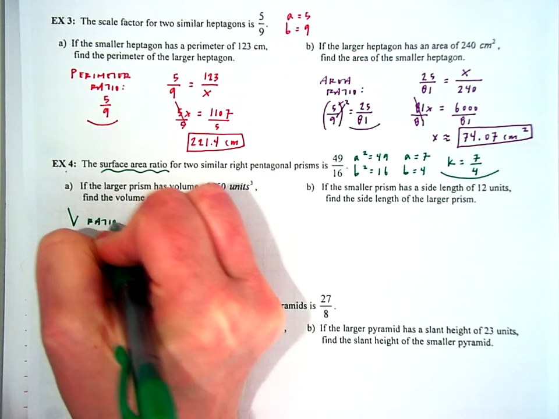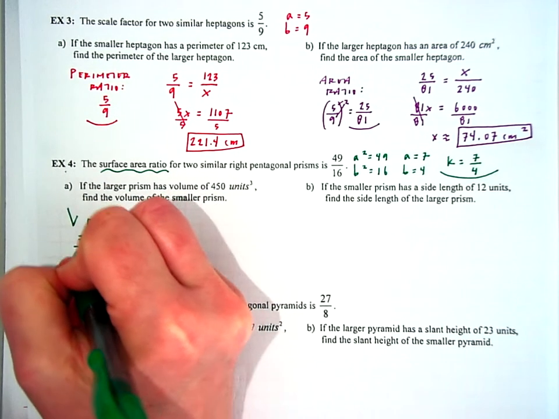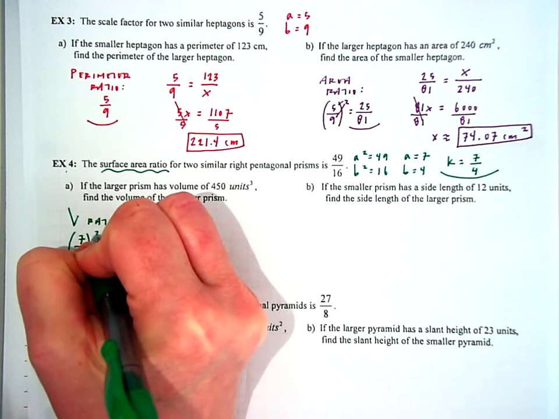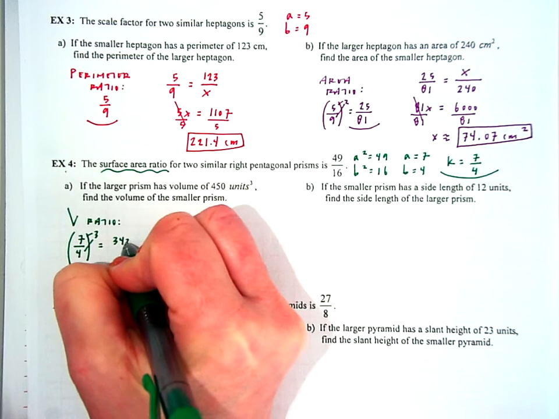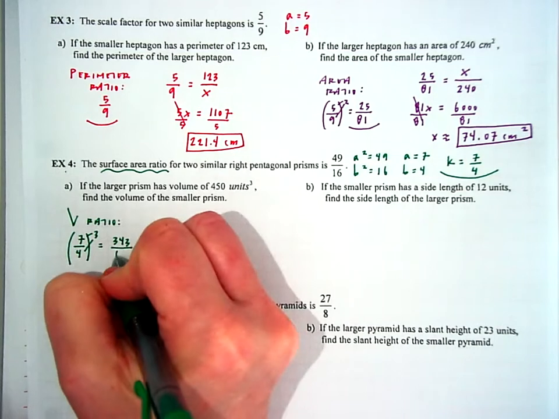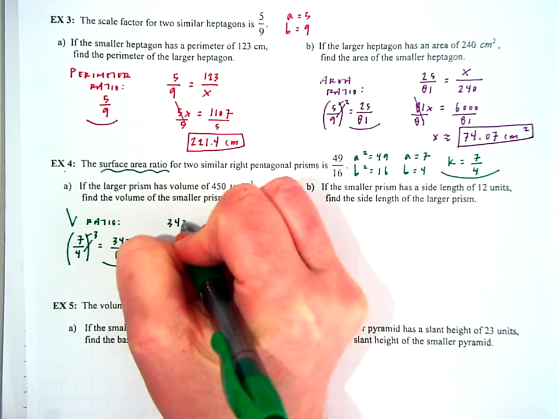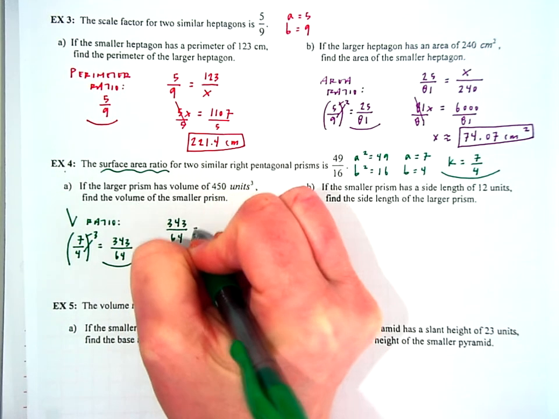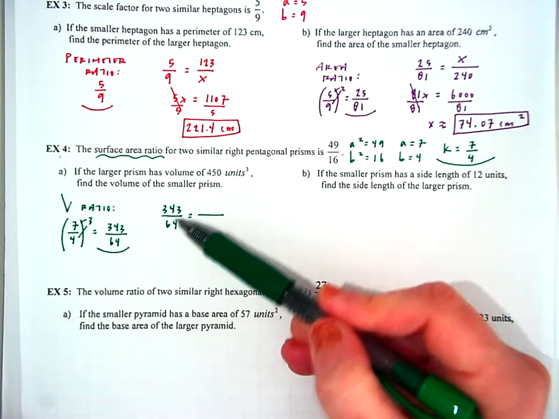All right, for A, if the larger prism has a volume of 450 units cubed, find the volume of the smaller prism. So here I need a volume ratio. If I go back to my scale factor 7/4, I need to cube it. So 7 cubed is 343 and 4 cubed is 64. So there is my volume ratio. It's just taking that scale factor and cubing it.